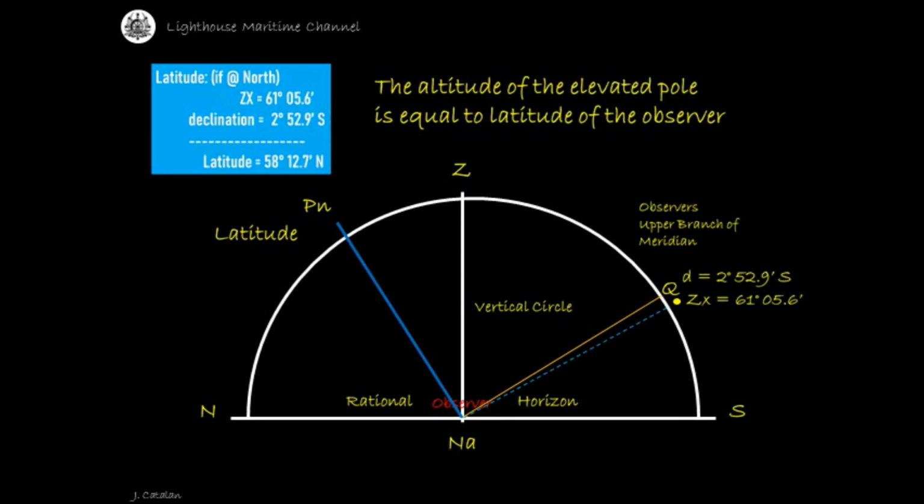I do not memorize case 1, 2, and 3. I simply understand. The formula that I derived is that latitude is equal to the zenith distance subtracted by the declination.